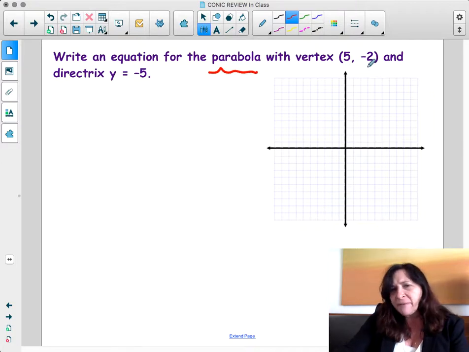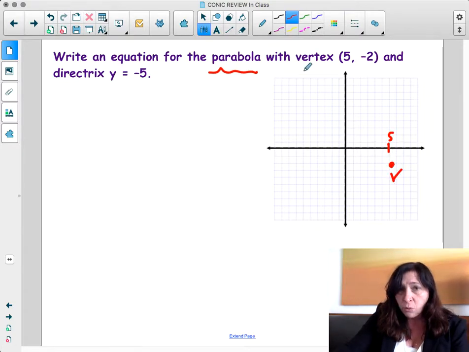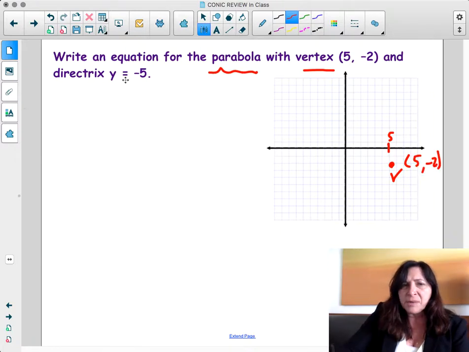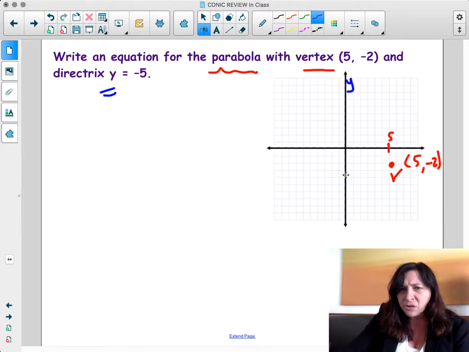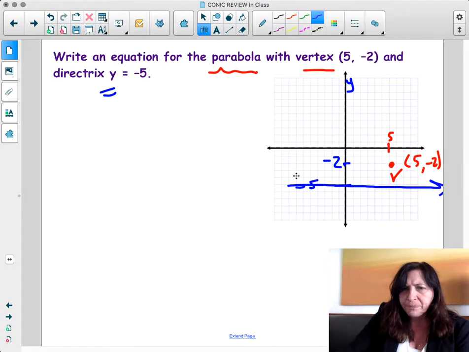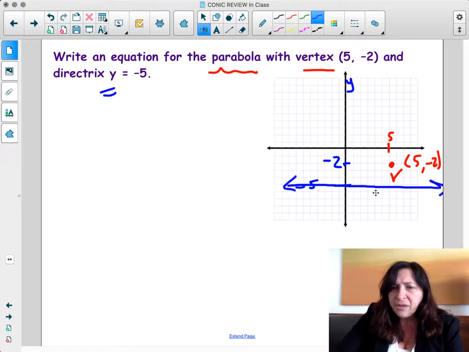My vertex is at 5, negative 2. So we're going to go over 5, there's 5, down 2. So that point here is my vertex. They told me that, and that's going to be 5, negative 2. It tells me that my directrix is at y equals negative 5, which means that it crosses the y-axis. We know that this is negative 2, so we're going to go down to negative 5, okay? And we're going to draw in our line y equals negative 5. It means that this is my directrix.